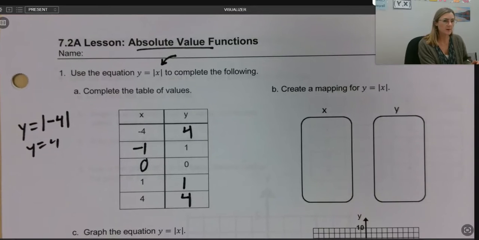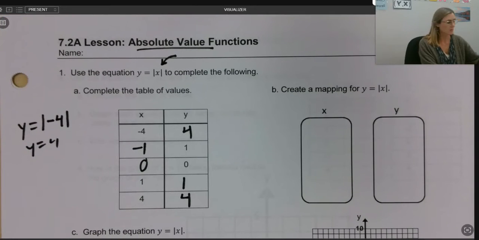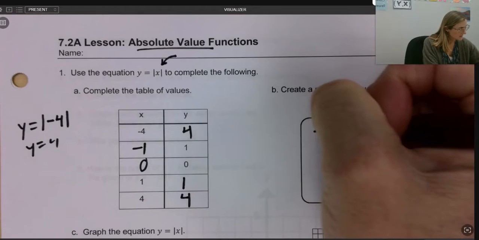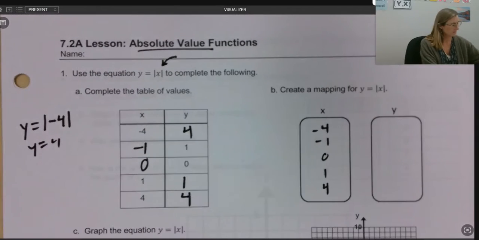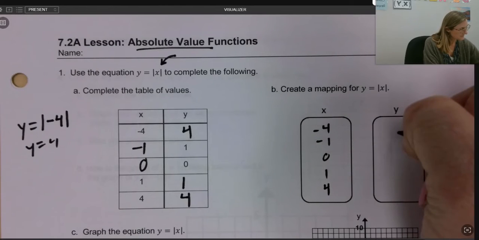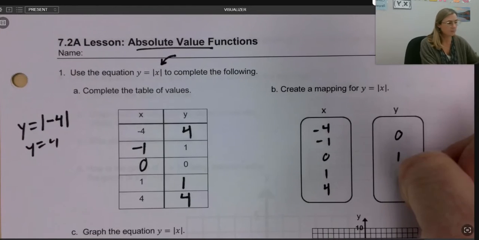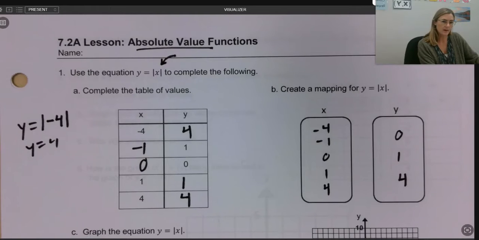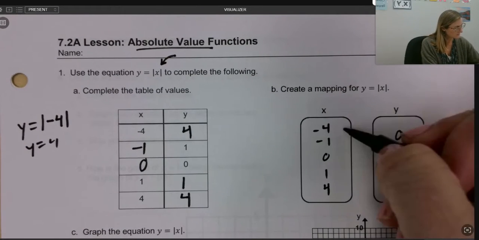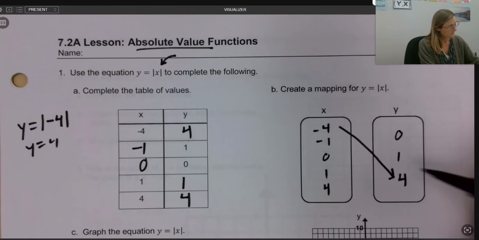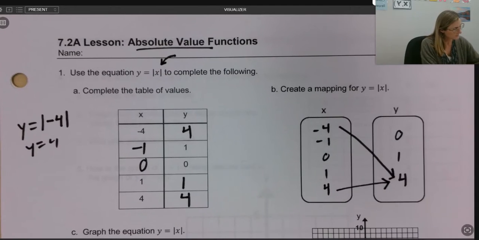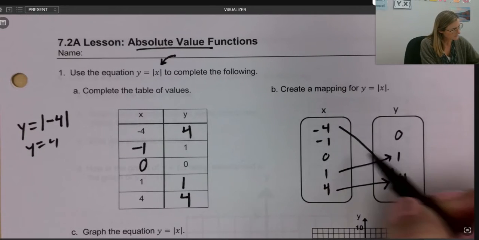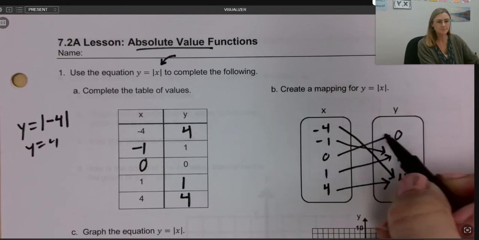When it asks to create a mapping, it's just asking us to say, what are my x values and what y values do they align with? So I'm going to write 0, 1, and 4 because I only have a couple different y values. So -4 goes with 4. 4 also goes with 4. 1 goes with 1. -1 goes with 1, and 0 goes with 0.